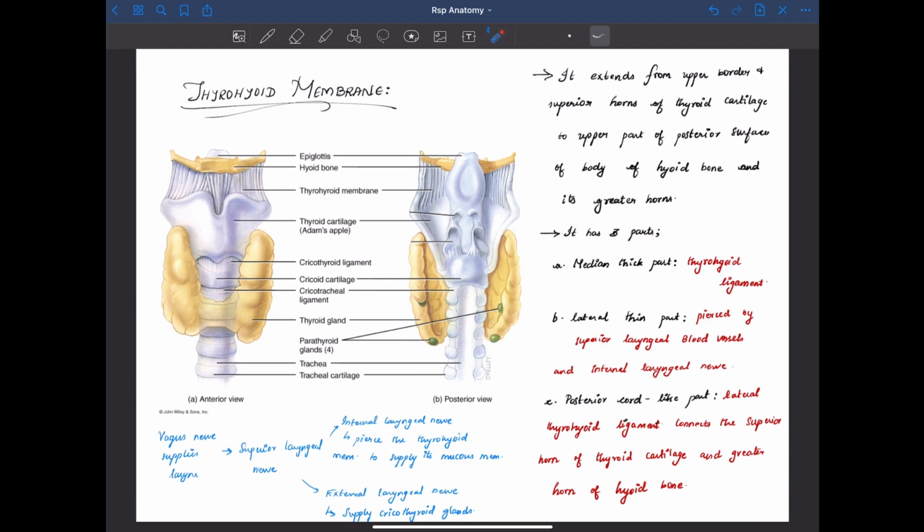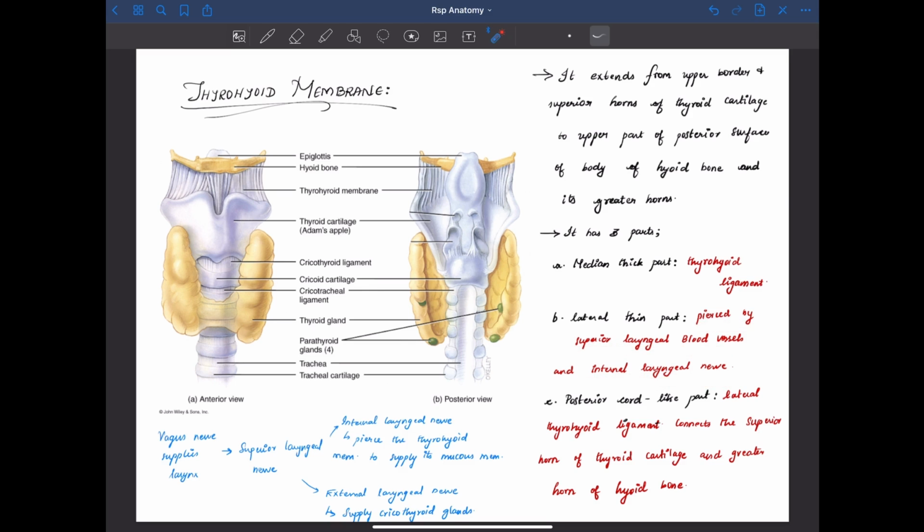Next, it has 3 parts: the median thick part, the lateral thin part, and the posterior cord-like part. The median thick part forms the thyrohyoid ligament. This is known as the thyrohyoid ligament. Then we have the lateral thin part. This is the lateral thin part, which is pierced by the superior laryngeal blood vessels and the internal laryngeal nerve.